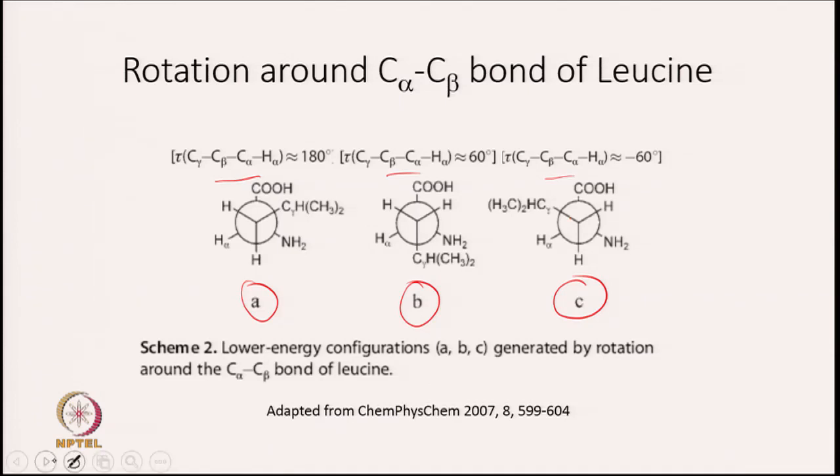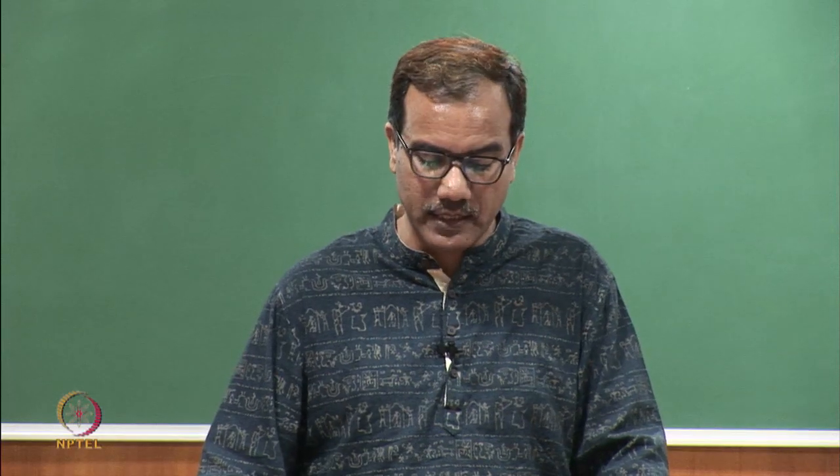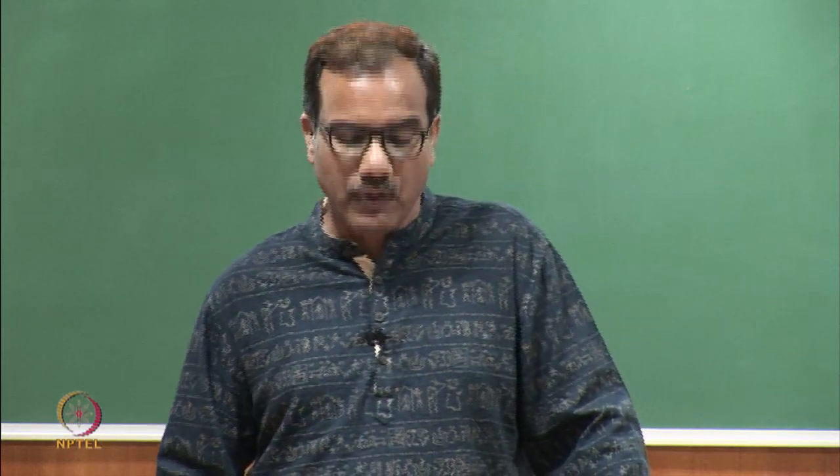Similarly, for C beta and C gamma, again there will be 3 different angles: 60 degrees, minus 60 degrees, 180 degrees. So, you see this is the H gamma, then this is C gamma, and then the one below will be C beta, and this is C alpha. This angle is your 60 degrees. Similarly, minus 60 degrees and 180 degrees. So, these are low energy configurations generated by rotation around the C beta C gamma bond of leucine.